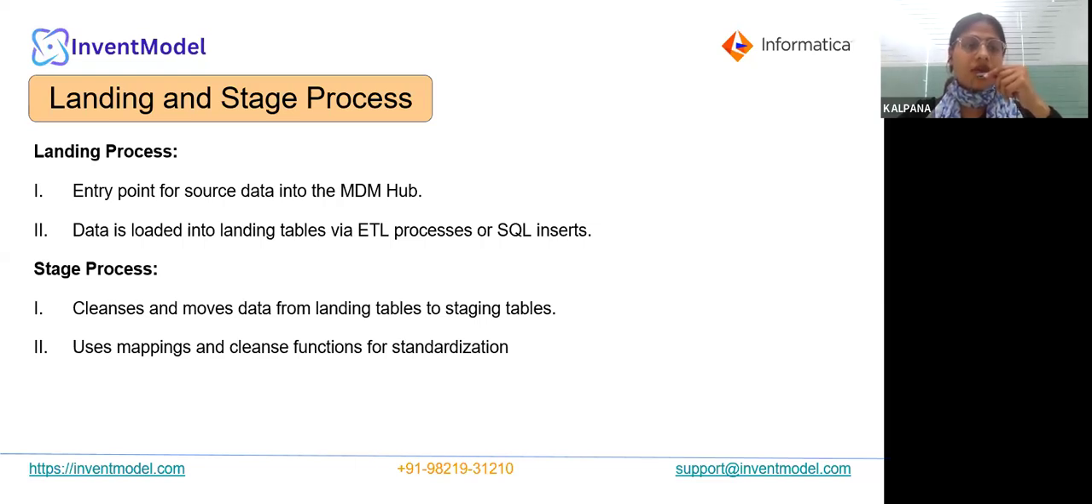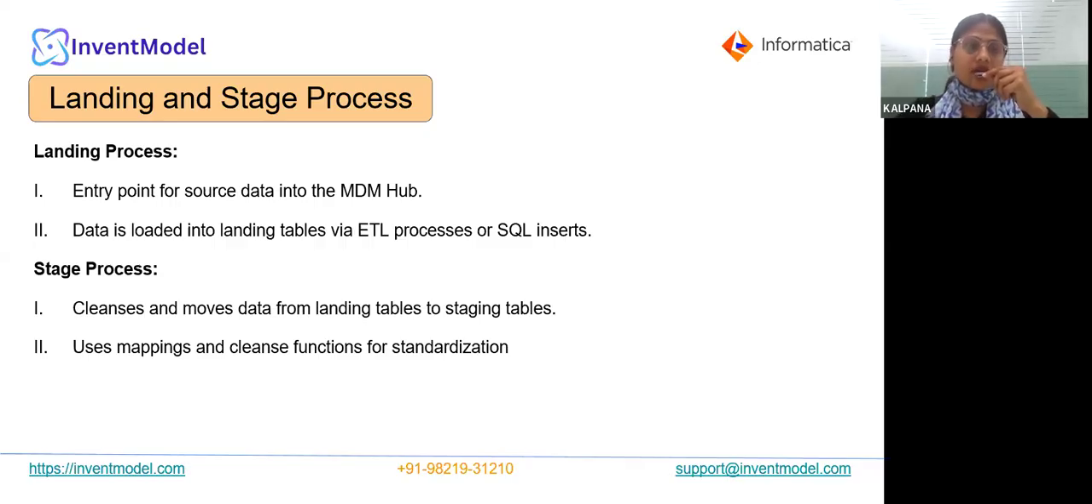In the landing table, we create the landing table with the columns that we want in the database, like customer ID, customer name, customer address, customer mobile number, and SRC system. This is the most important column that we need. By this column SRC system, we can filter our data in the stage process.